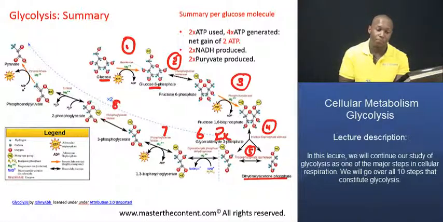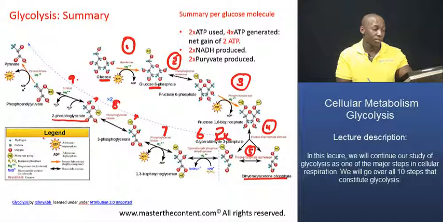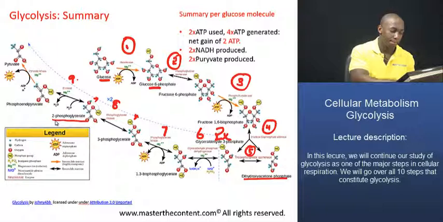In step 8, the 3-phosphoglycerate formed in step 7 is converted into 2-phosphoglycerate. It's basically a migration reaction, and the enzyme responsible is phosphoglycerate mutase. It just shifts the phosphate group from the third carbon to the second one, forming 2-phosphoglycerate. In the ninth step, 2-phosphoglycerate is converted into phosphoenol pyruvate, and the enzyme responsible for this reaction is enolase. That's step 9.